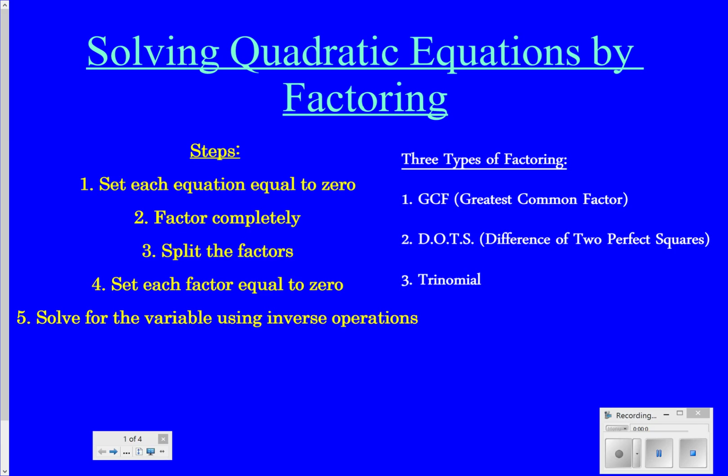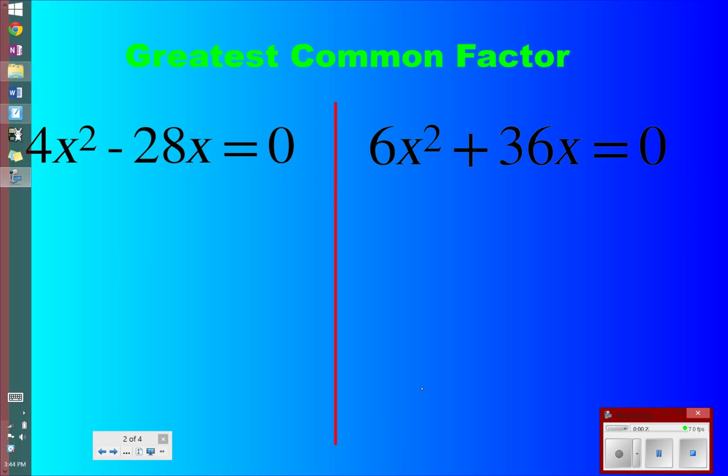In this video, I'm going to show you how to solve quadratic equations by factoring, using greatest common factor, difference of two perfect squares, and trinomial. The first step in solving quadratic equations by factoring is to set each equation equal to 0. Then you're going to factor the equation completely, split the factors, then set each factor equal to 0, and finally solve for the variable using inverse operations.